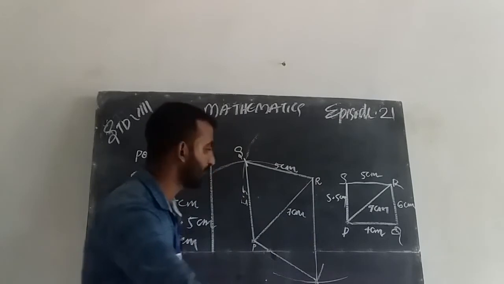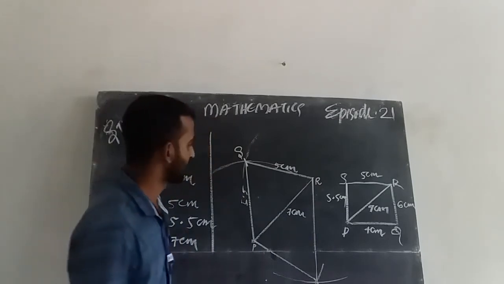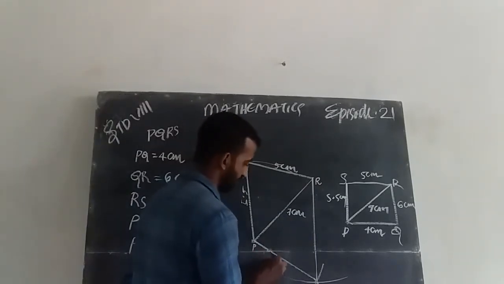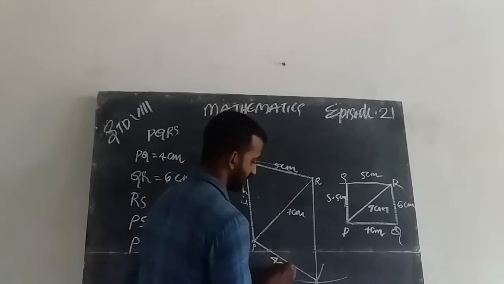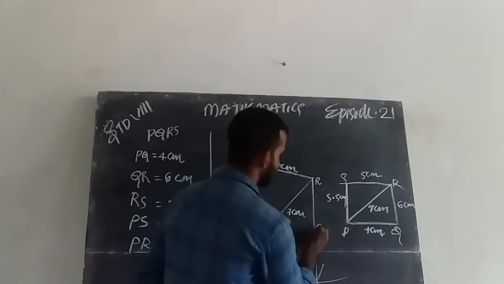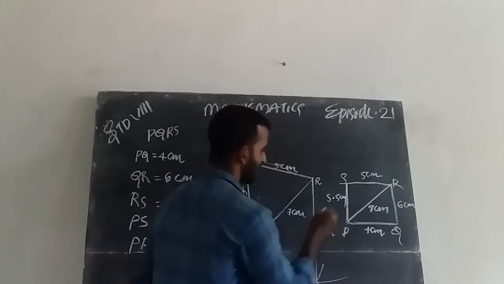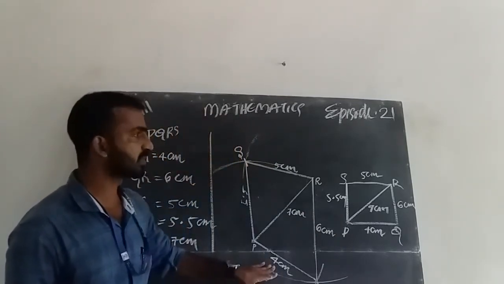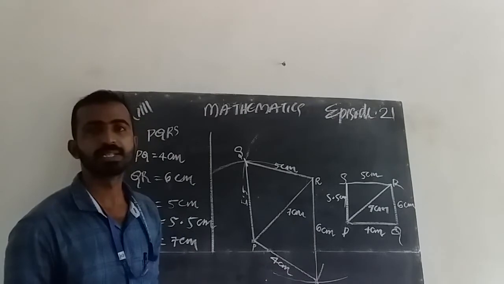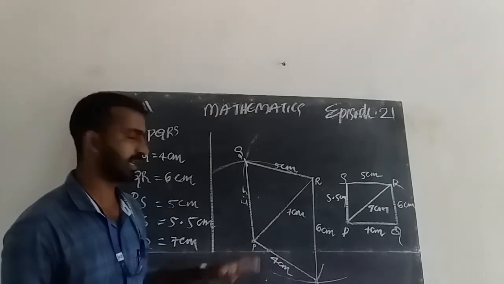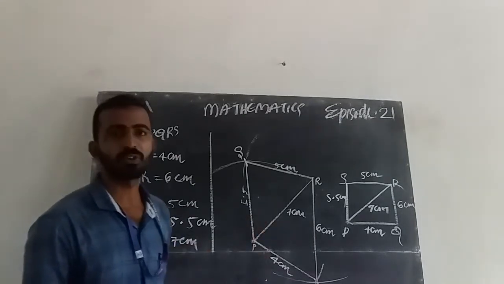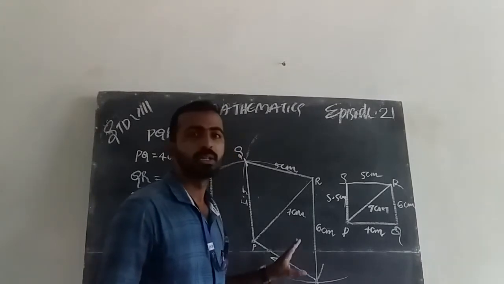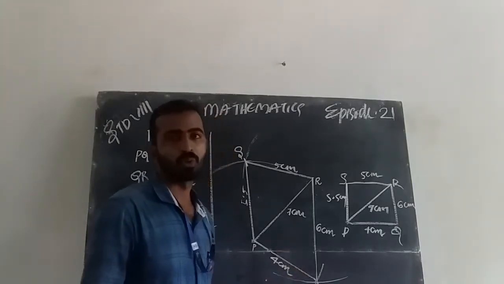And also join P and Q. That is, this is 4 centimeter, this is 6 centimeter, this is 4 centimeter and this is 6 centimeter. Is it? Yes. This is our required quadrilateral.